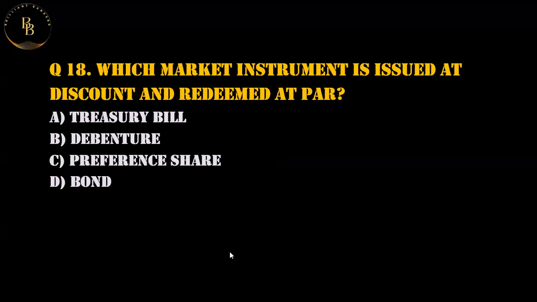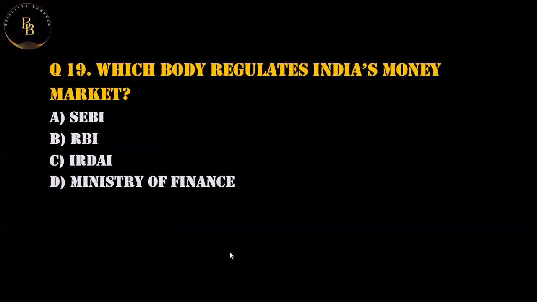Which market instrument is issued at a discount and redeemed at par? The treasury bill, the debenture, the preference share, or a bond? Treasury bills are short-term government securities, which are issued at a discount and redeemed at par by the investors.